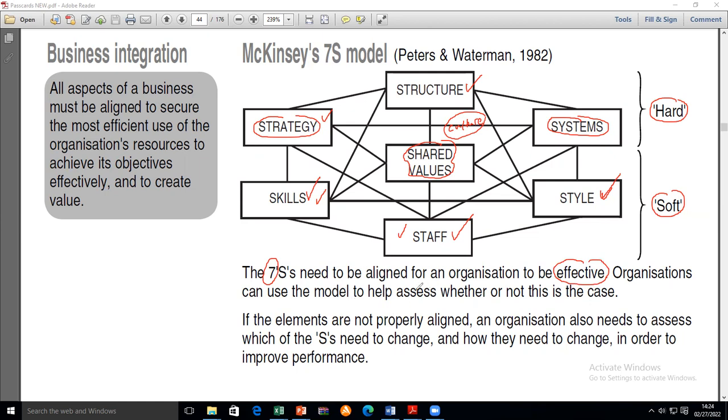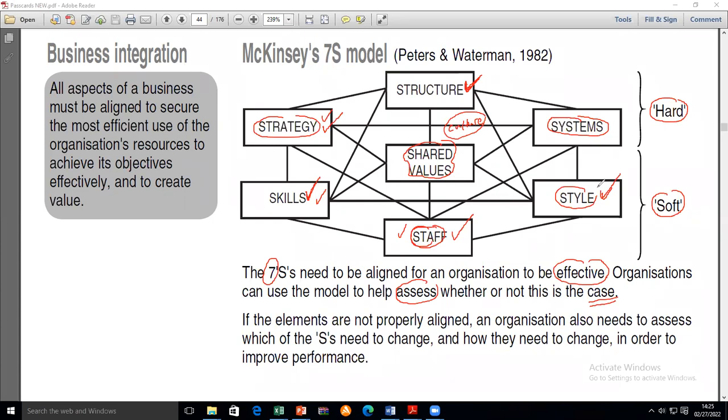Organizations can use the model to help assess whether or not this is the case. So an organization can sit down and say, do we have a proper structure in place through which all people can be organized to achieve the objectives? Do we have the right people for the strategy that we're about to implement? We may have the people, but do they have the skills? Do we have an effective management team?